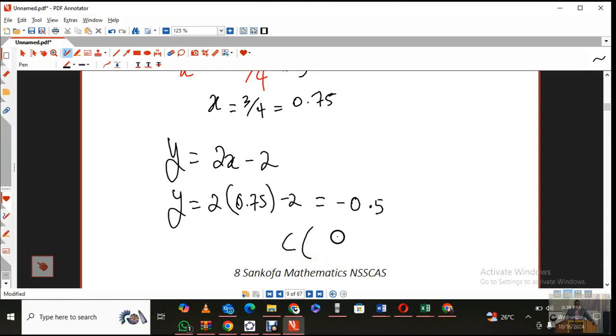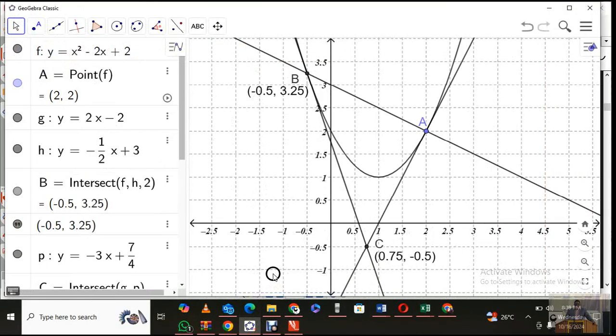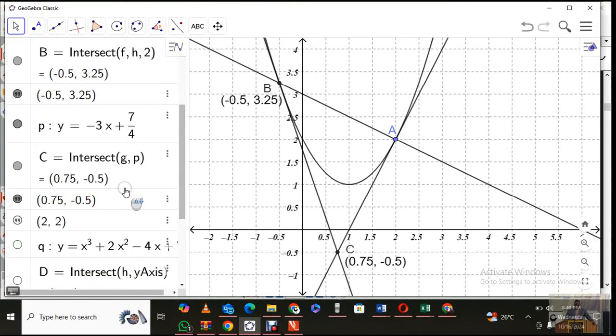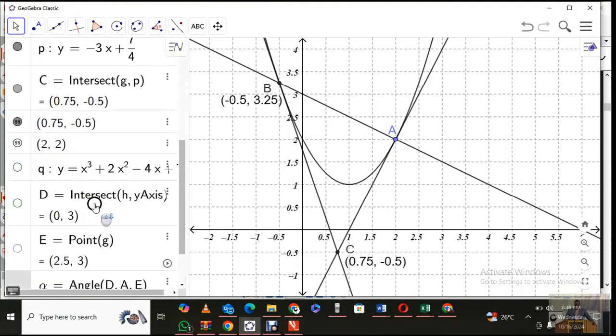So the coordinate of C, where these tangents are intersecting, is 0.75 and negative 0.5. This is what we're looking for. And let me show you on the graph. Can you see that? I have it exactly like that. All right, and that's what we were looking for there. Clear. So that is where they intersect, and that is what we were looking for eventually.